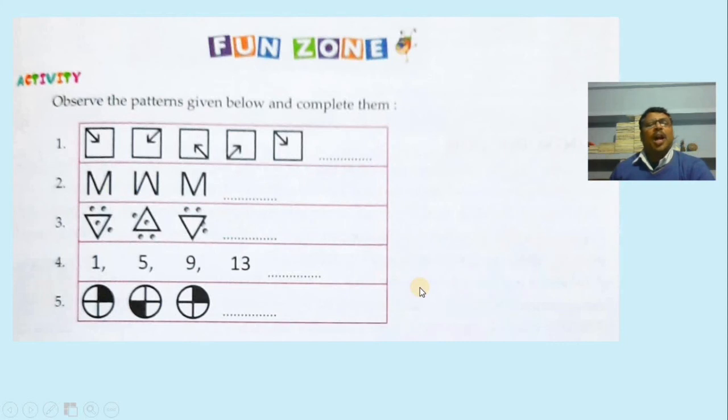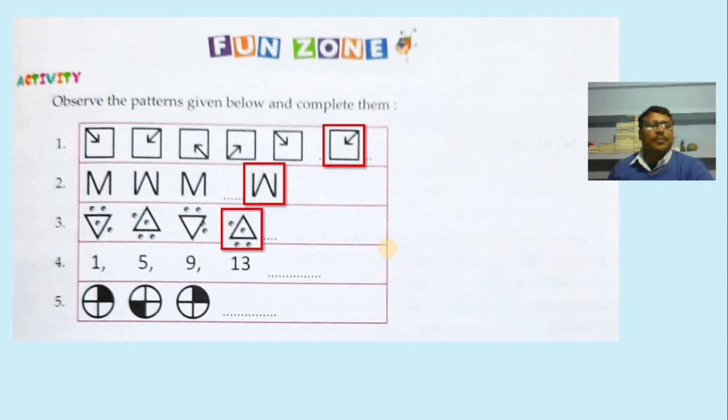Now the third and last one, the fun zone, where some observation and patterns are given. You have to complete that. After these, what shape will be the last, you see. In the second one, you see. In the third one, by observation you can check and find. In the fourth one, you see 17 will be here. And the fifth one, this. So my dear students, complete this one. The question answers are given to you, but again I have given them in the video for your help.